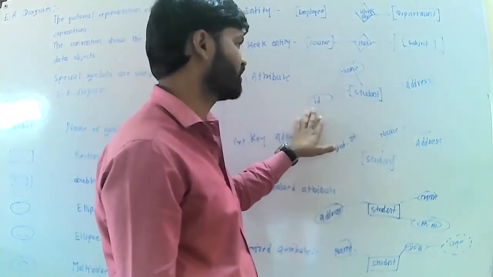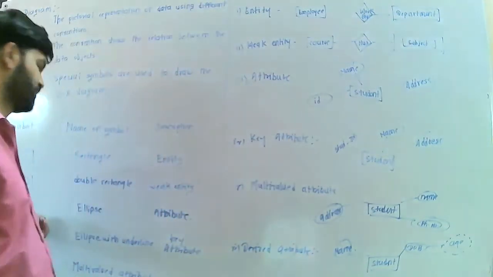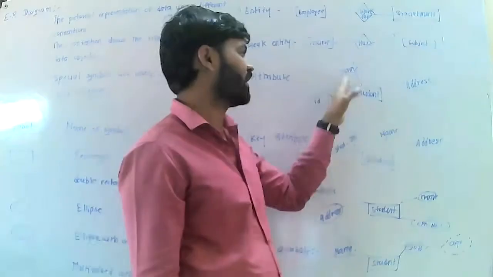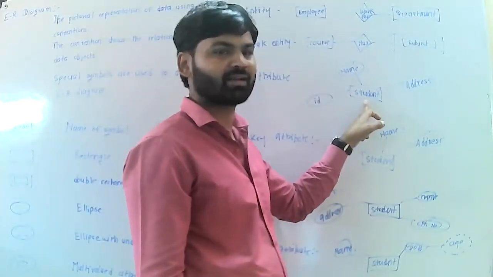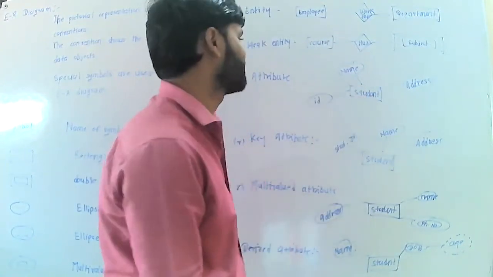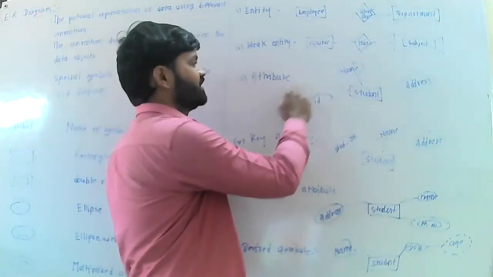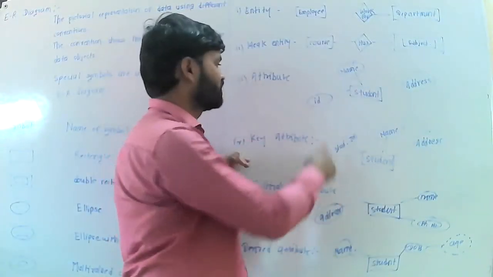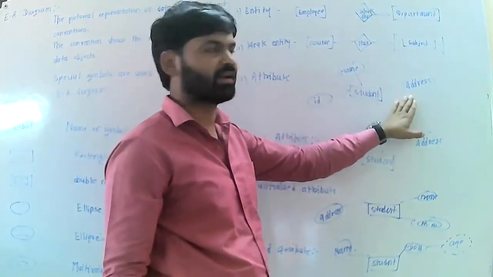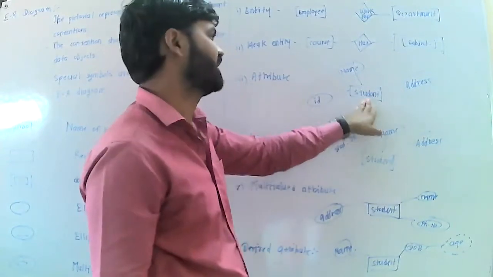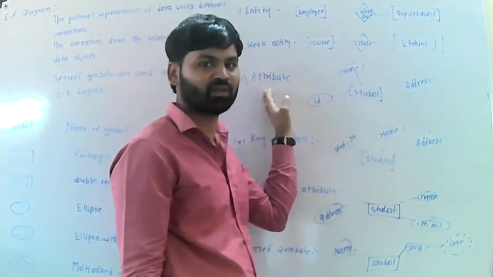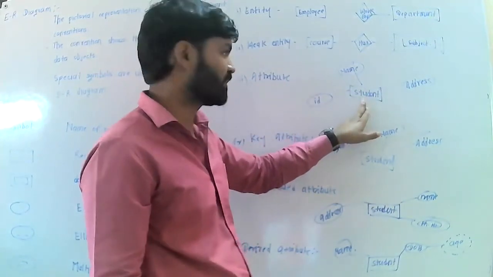This is ellipse. Ellipse is used for showing the attribute. The attribute is shown by your ellipse, and this is rectangle to show the entity. Then student has three attributes: ID, name, and address. These are the attributes of your student entity. Attribute is also called your column in the student database.